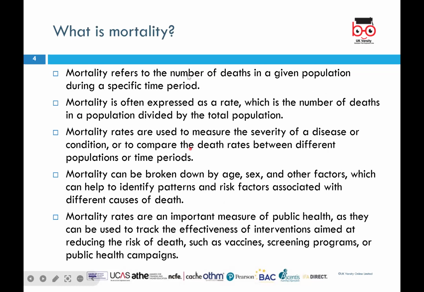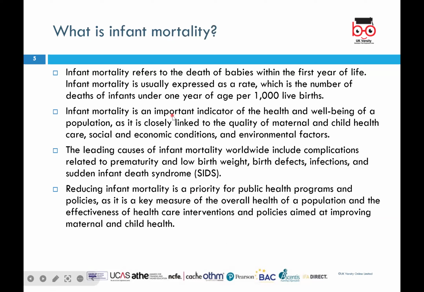So mortality, we talked about, is the number of deaths in a given population in a specific time period. It's important to know because if there's an increased number of deaths occurring for any reason in any type of population, because we break it down by age, sex, and other factors, we then know where to focus our resources. And then we talked about infant mortality.